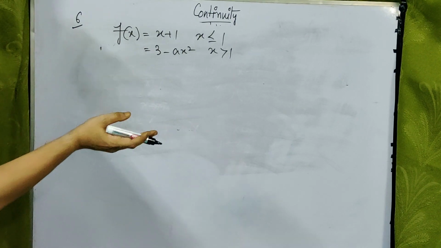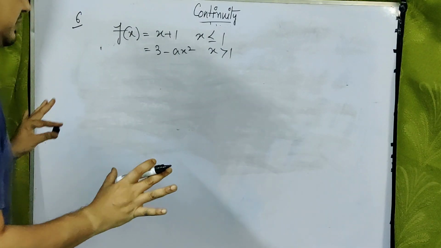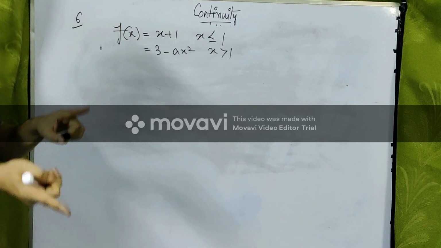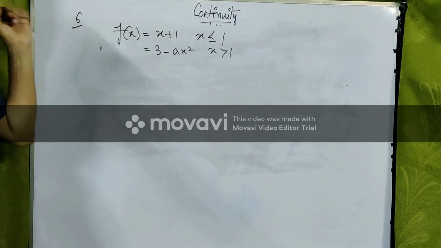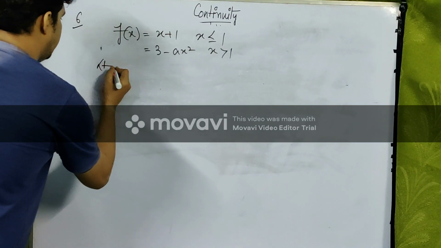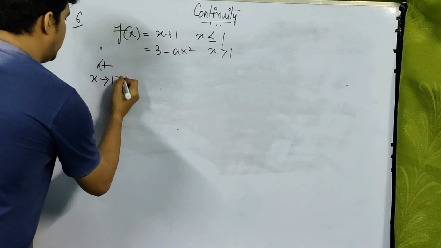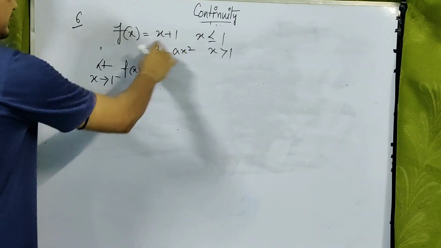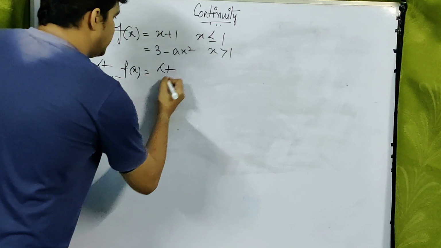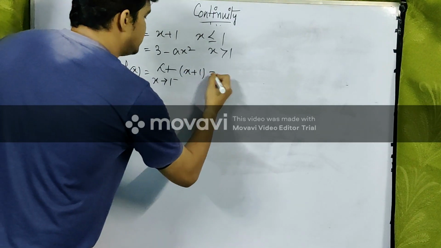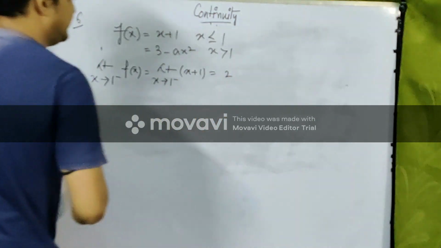So first of all, this function is continuous. That means, again from the definition, we can say when x is less than 1, when x is greater than 1, and the functional value, those limit values and the functional value should be the same. So we are going to find out this one, limit x tending to 1 minus f(x). When the value of x is less than 1, how is it defined? This way. So limit x tending to 1 minus of x plus 1. If I put x equals to 1, we get 2.